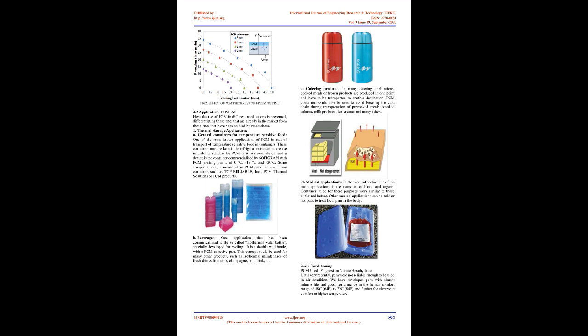Air conditioning. PCM used: magnesium nitrate hexahydrate. Until very recently, PCM were not reliable enough to be used in air conditioning. We have developed PCM with almost infinite life and good performance in the human comfort range of 18C, 64F, to 29C, 84F, and further for electronic comfort at higher temperature.